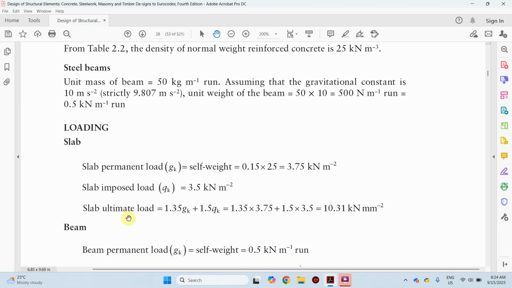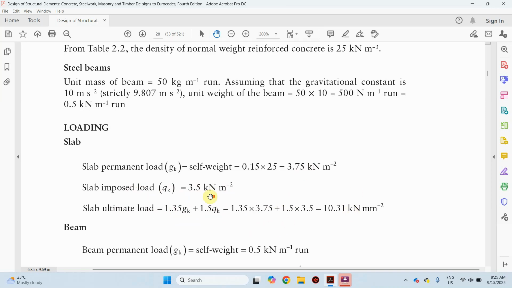Then the ultimate load will be 1.35 times dead load plus 1.5 times Qk, which is according to our Eurocode design. So this 1.35 times this particular dead load plus 1.5 times this imposed load will give us 10.31. This is for the slab alone.